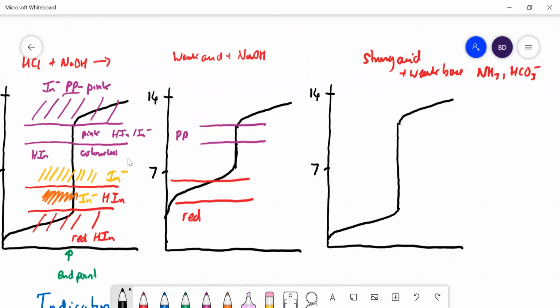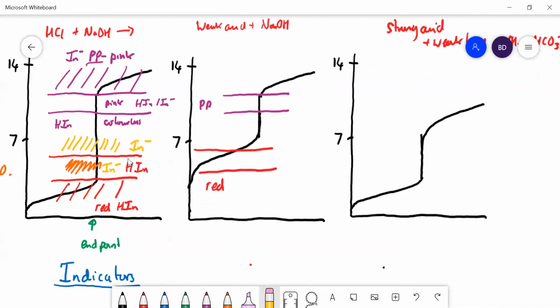Well, what this curve looks like, I'm going to just modify it a little bit. It's going to be something like that. So I need to rub out the top bit. Now you can see which indicator we could use for this. Well, hopefully you can see now that here's the end point. You can use methyl orange because that's changing down here, but you could not use phenolphthalein because it would be colorless, and then it would start going a little pink towards here, but that's way past the end point.